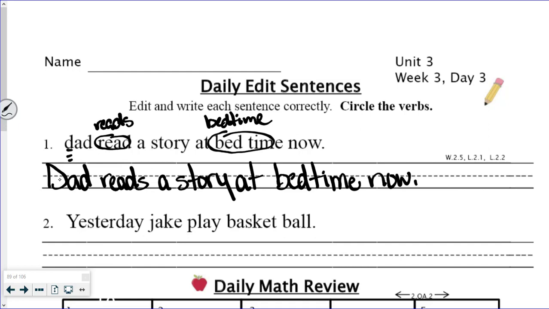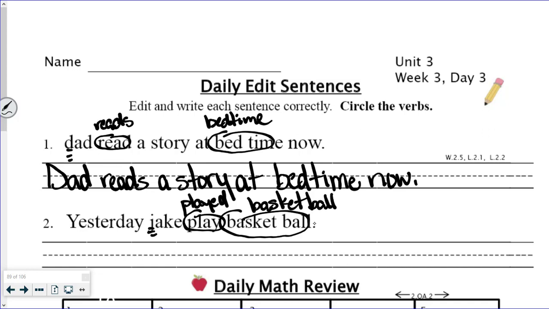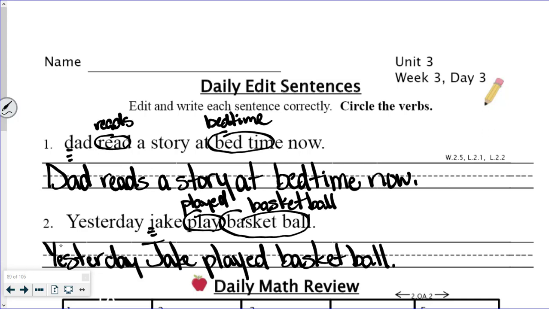Let's go to number 2. Then we'll go back and circle the verbs after we're done. Yesterday, Jake, that's a name, so we got to capitalize it. Yesterday, Jake played basketball. So we need an ED on the end of play to make it past tense, played. And then basketball, if you're familiar with seeing this word, is a compound word. So it should be written as one word, no spaces. So basket, ball. And then we've got a period at the end. So that looks good. So I'm going to rewrite number 2 nice and neat. Alright, number 2 is looking good.